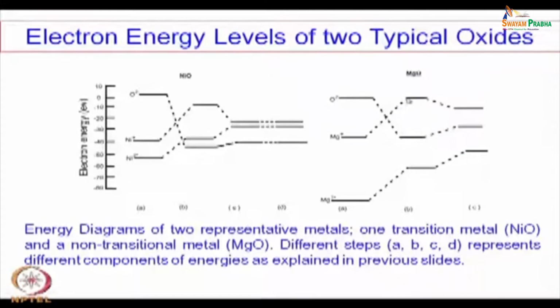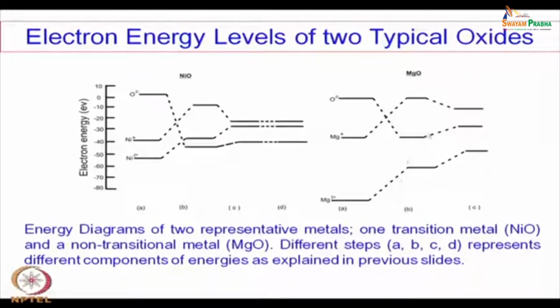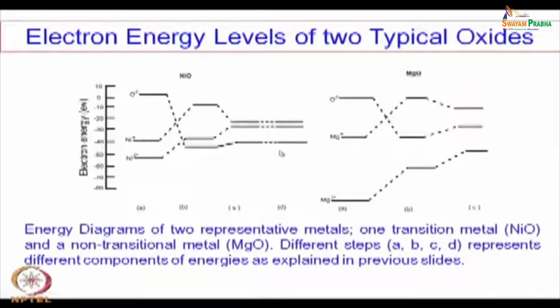In case of non-transition metal oxides, the highest level is Mg2+, not Mg+ as in the case of nickel, but the next lower level is not the cation, the oxygen comes in. So, this becomes your valency band and this becomes the conduction band here, whereas here it is between Ni2+ and Ni+. So, it is between the two cations, that is the valency band and the conduction band. That is an important difference between transition metal oxides and the non-transition metal oxides, or insulating oxides and semiconducting oxides here.